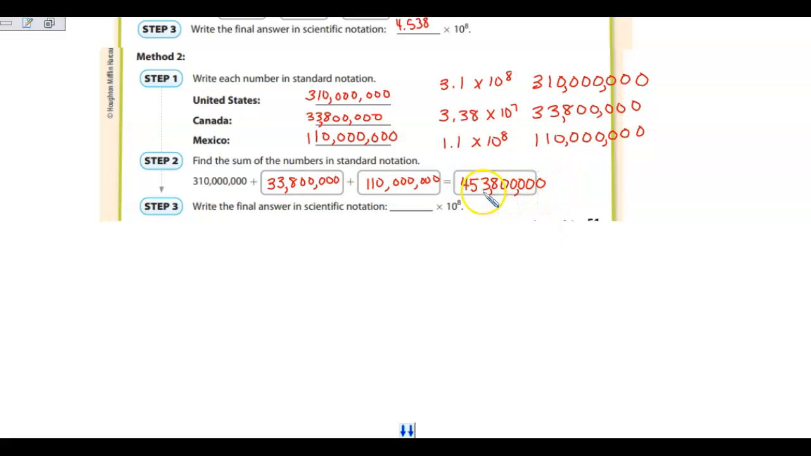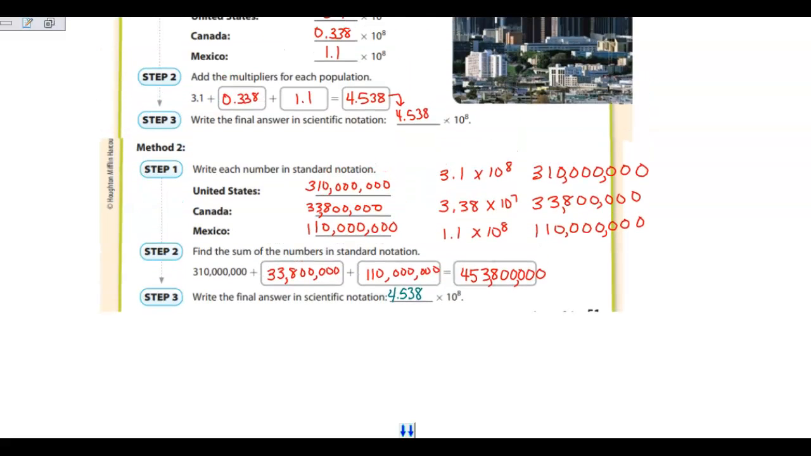And if we were to put that into scientific notation, then we would move that decimal 1, 2, 3, 4, 5, 6, 7, 8 times. So 10 to the 8th. The decimal goes here between the 4 and the 5. And if you notice, this answer and this answer are the same.